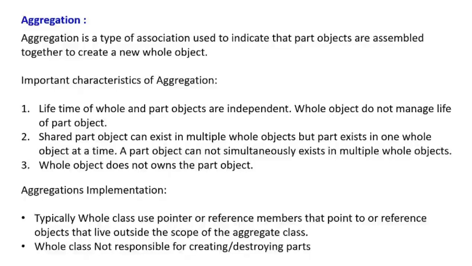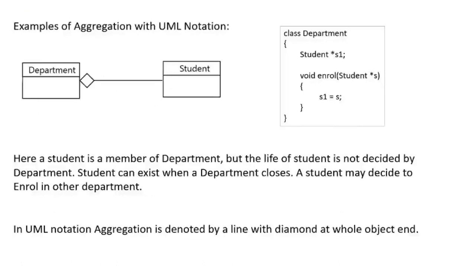Now, how can we implement aggregation in C++? Let us take a few points about the implementation. Typically, the whole class uses a pointer or reference member that points to or references an object that lives outside the scope of the aggregation class. The whole class is not responsible for creating or destroying the part objects.